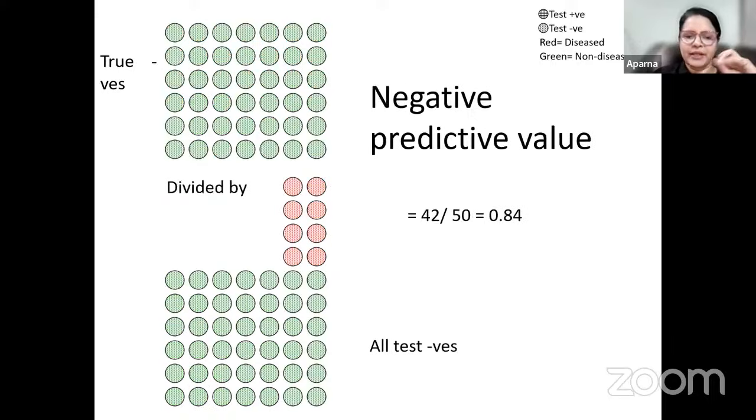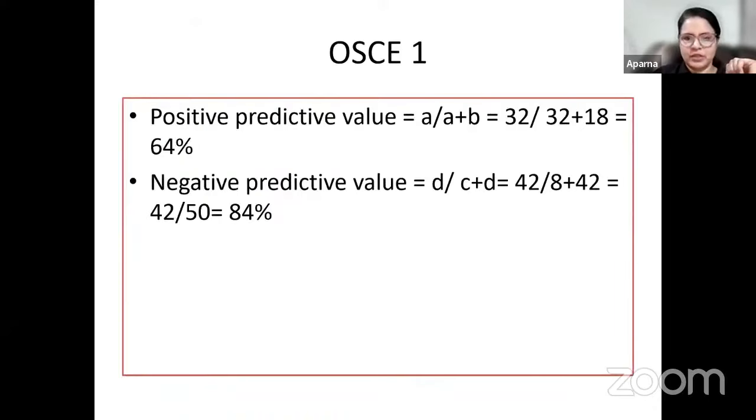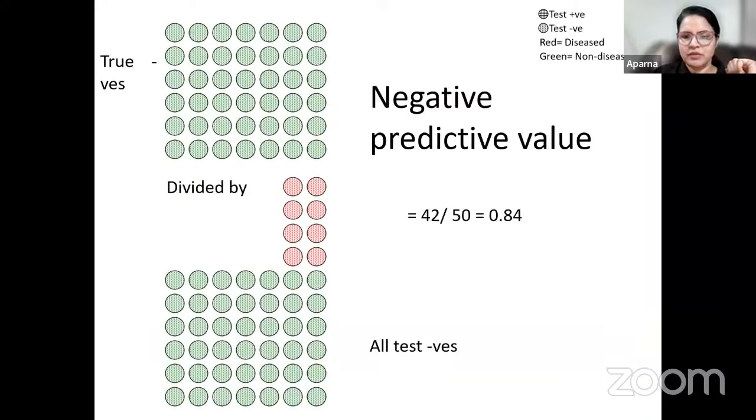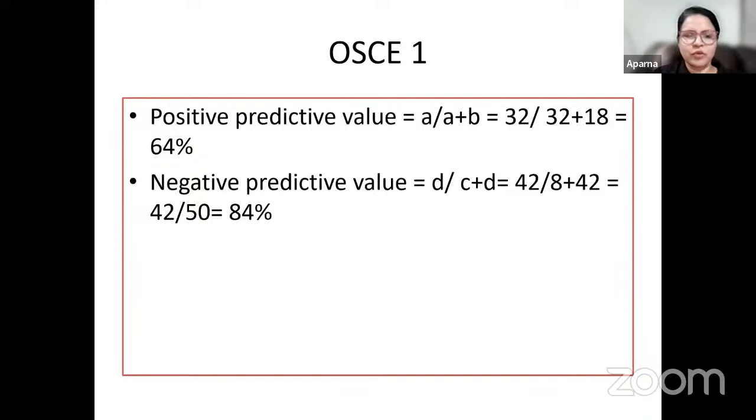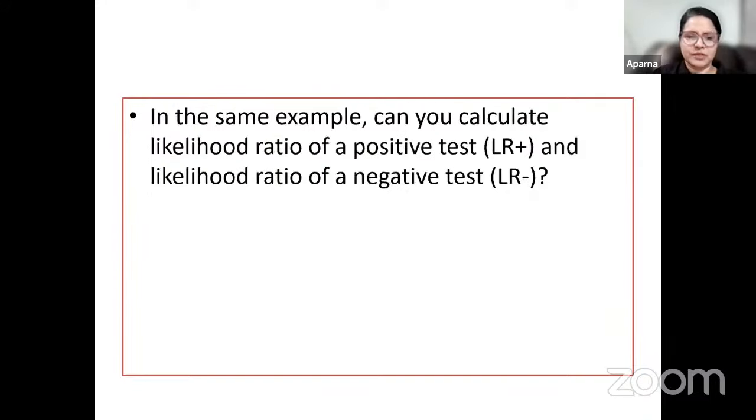Likewise, true negatives divided by test negatives gives us the negative predictive value. In this example, test negatives were 50, and amongst them true negatives were 42, because 8 babies that tested negative actually had culture positive or gold standard positive disease. So the remaining 42 were truly negative. So 42 divided by 50 gives us 0.84, which is the negative predictive value. So we have now calculated these two terms. The positive predictive value in this example was 64% and negative predictive value was 84%.